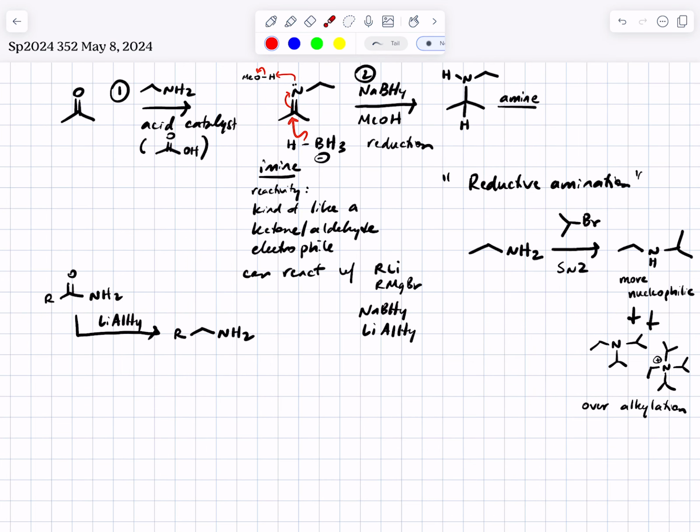And again, you should be good at imine formation. All we're doing is applying a reducing reagent to the imine, so that's not new either. What's new is the combination of those two.